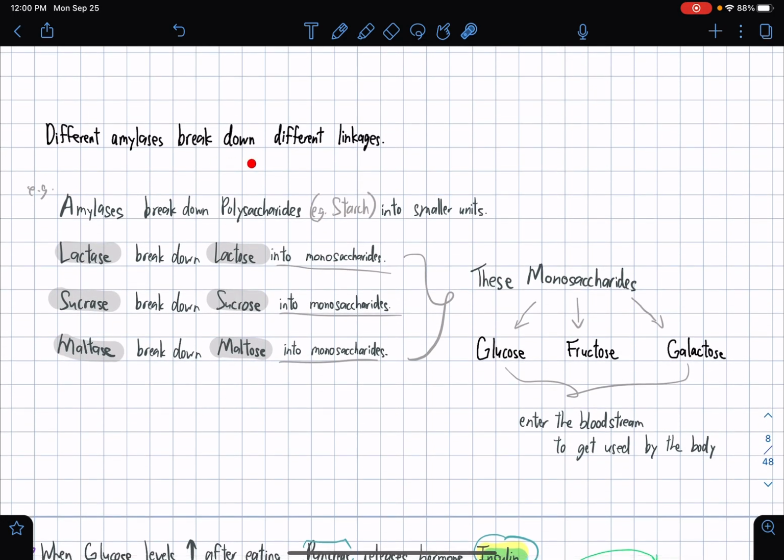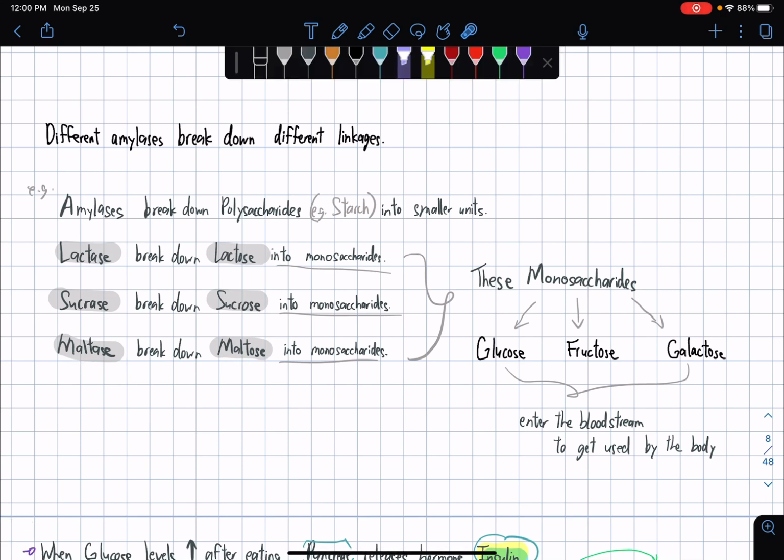Different amylases break down different linkages. So, amylase is an enzyme that we have as humans. It breaks down polysaccharides such as starch into smaller units. We can break down starch, but we cannot break down cellulose. Secondly, lactase breaks down lactose. Sucrase breaks down sucrose. Maltase breaks down maltose. As you may have observed, any digestive enzyme has the suffix -ase. So you might want to take note of that.